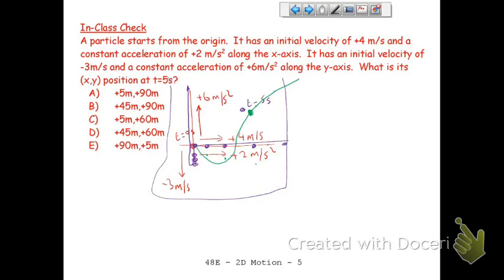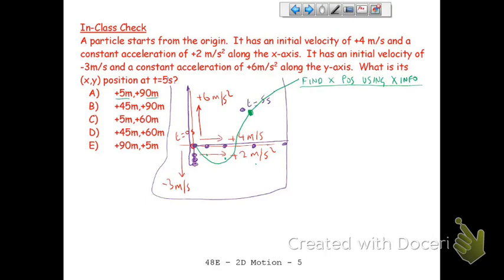The approach is you only do one axis at a time. So it says, what is the XY position? And there's my X and there's my Y. Find X position using X info. Always use the axis of what you want to find out.